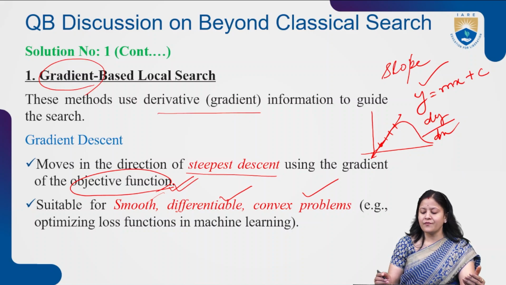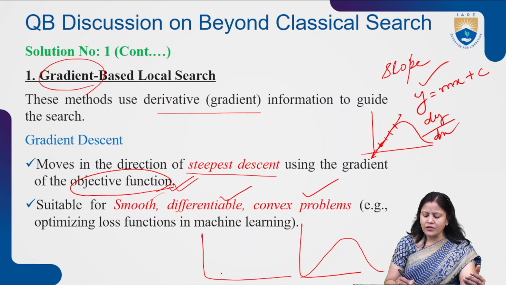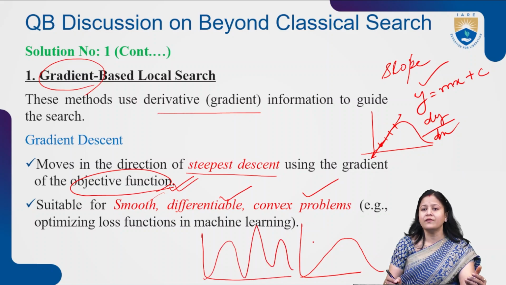Smooth surface means the space is completely smooth. If I draw this diagram, this is not smooth, many curves are there, but here only one peak point is there. So this type of space is called a smooth space and differentiable.